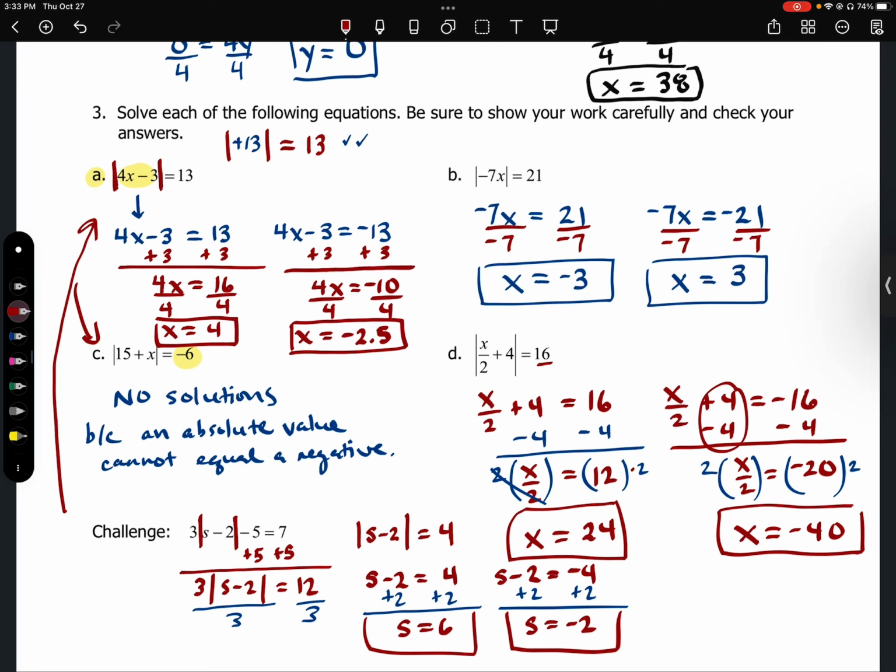Okay, remember, you can always take any of those and plug them back in for x to double check that it makes the statement true. If it doesn't make the statement true, then it is not a correct answer.